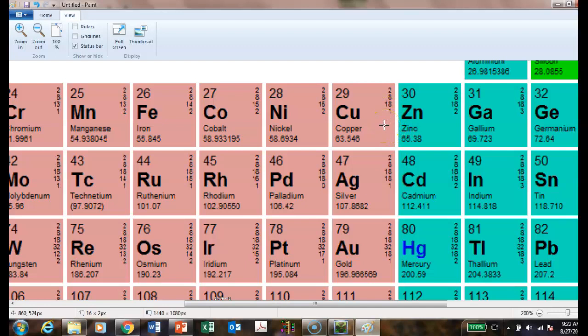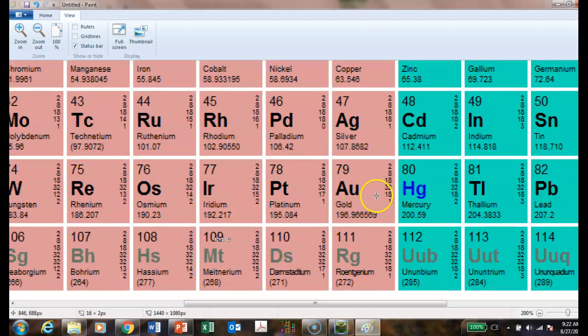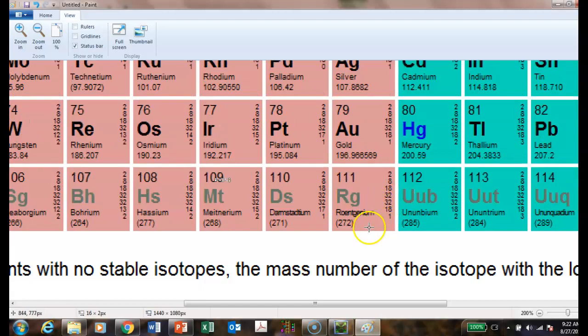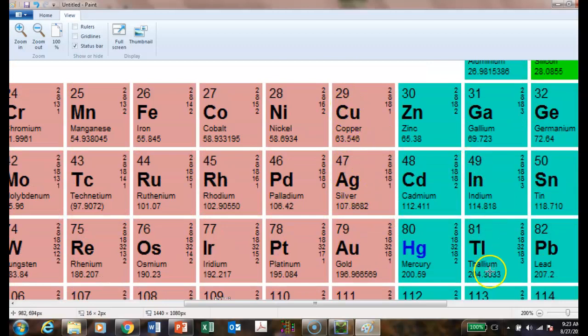So the first shell can have a maximum of 2, the second can have a maximum of 8. No matter how far out it is, it has a maximum of 8. So look at the top right here. At how many? 1. Silver has what? 1. Gold has what? 1. And this one right here has 1. So here's our basic best conductors right here, right?